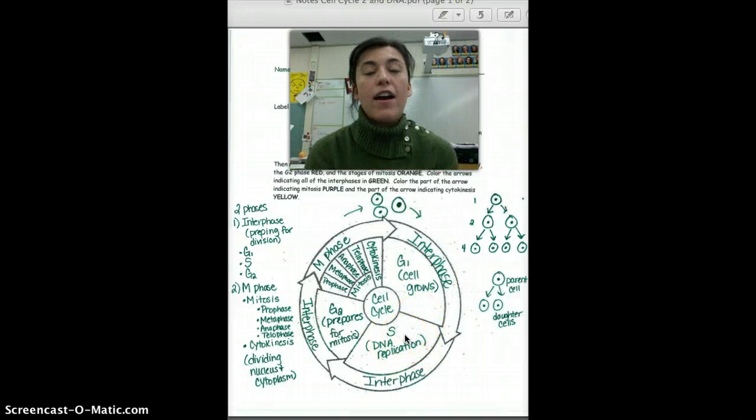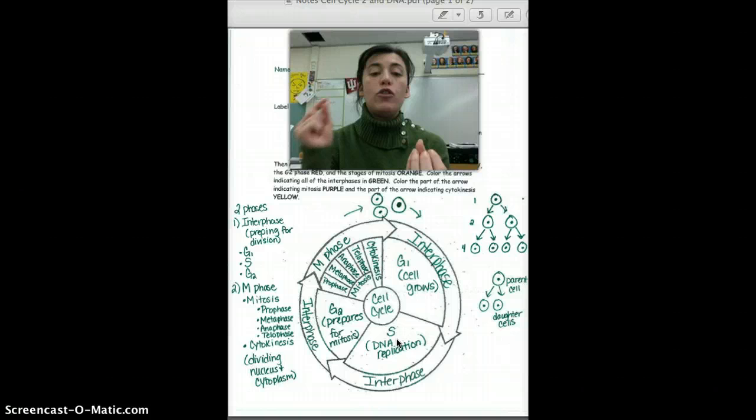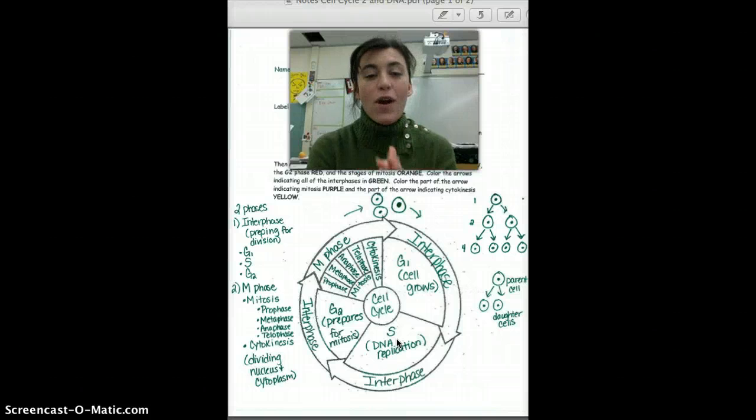S phase is the phase where you're actually going to start replicating your DNA. In order for a cell to maintain equal amounts of DNA, it has to replicate, make a duplicate copy first, and then divide them into two cells. Because if you just divided your DNA immediately, you'd start with 46, then each daughter cell would have 23, and that's not going to do because they have to be identical to the original cell. So in S phase, you have to duplicate your DNA. If you're a human cell, you start with 46, duplicate it, and that gives you 92. Cool?